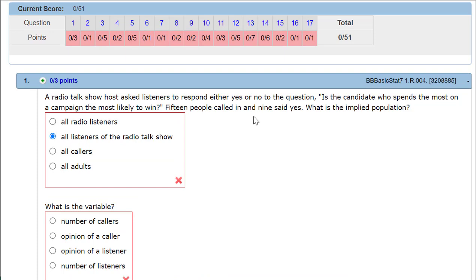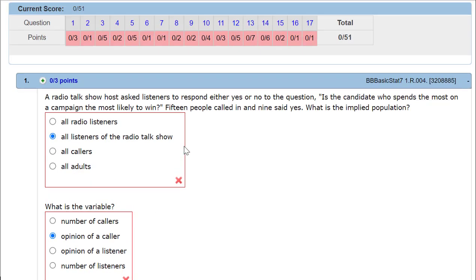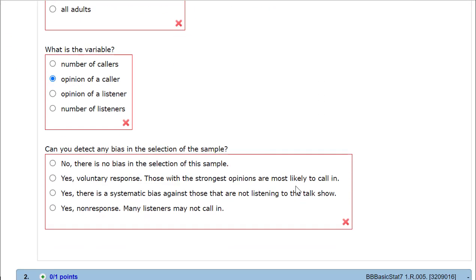Well, let's see. We have 15 people called in and 9 said yes. So we're probably recording the opinion of a caller. We don't know the opinion of the listeners. They did count the number of callers, but they're not saying the answer is 15. They're saying who's saying yes and who's saying no. Can you detect any bias in the selection of the sample? Yes, voluntary response, because they just put it out there and the subject has to go to the survey. They have to call in.